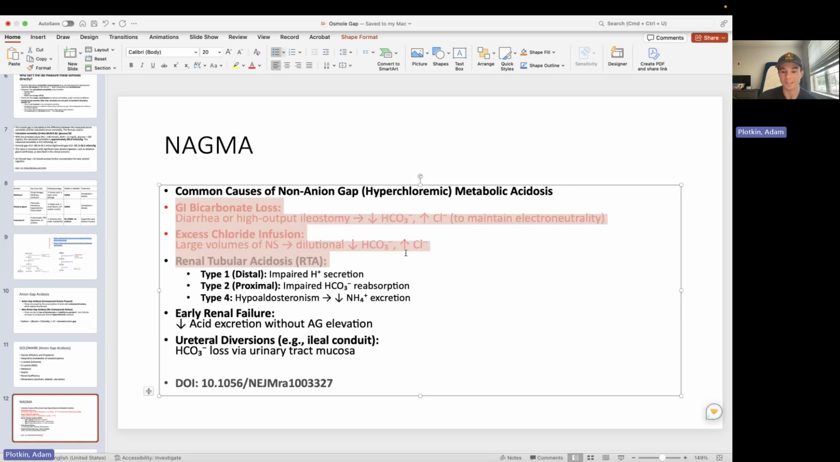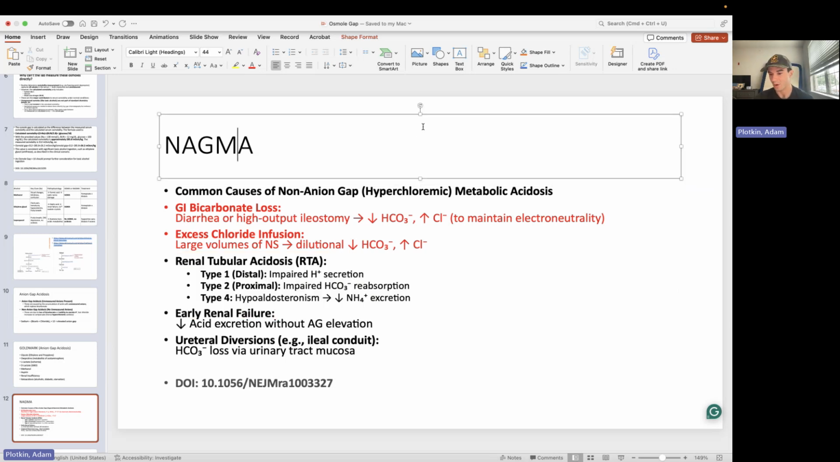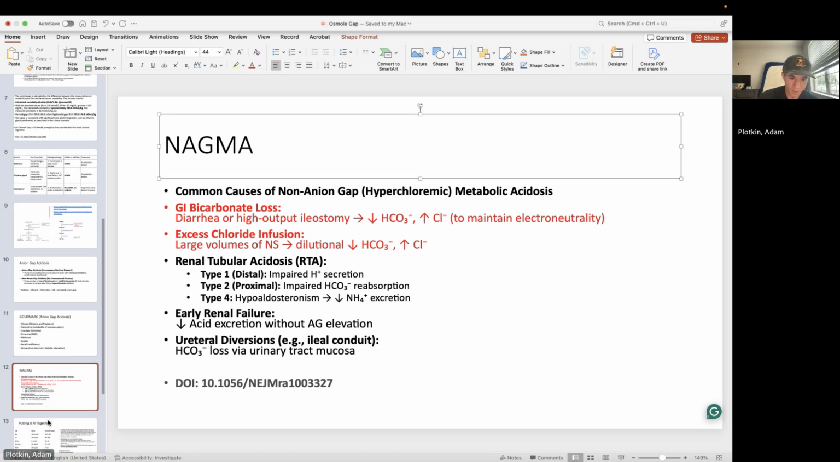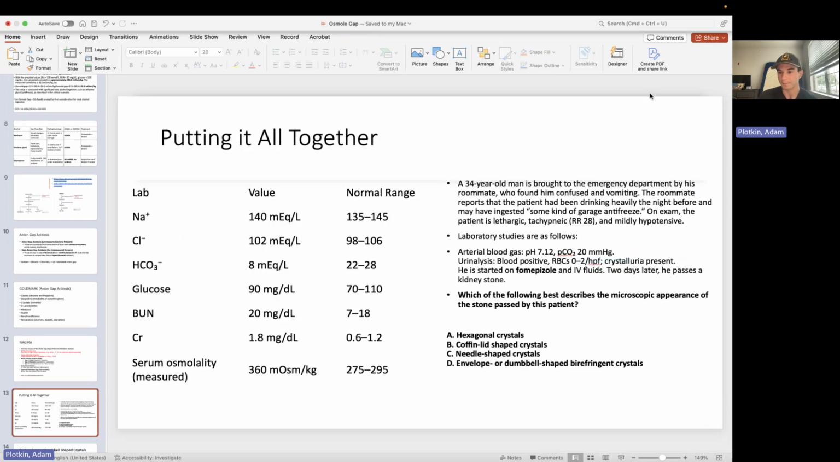Really, for the sake of USMLE Step 1 and 2, and for real life, I would really focus on GI bicarbonate losses and excess chloride. And then if you want to go to the next step, we can start to learn about renal tubular acidoses. That can be its own lecture because they're quite complex. If you want to read a little bit more about non-anion gap, there's an article for you. Screenshot that. So let's put it all together.